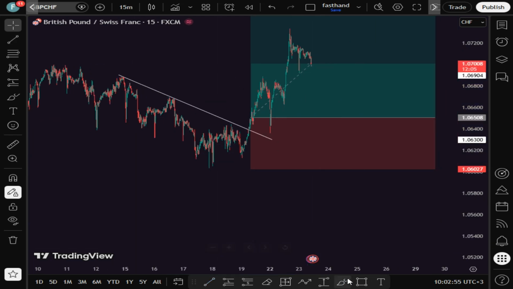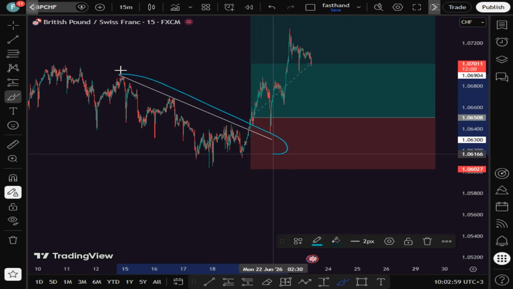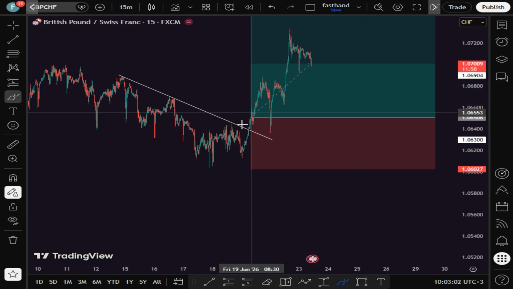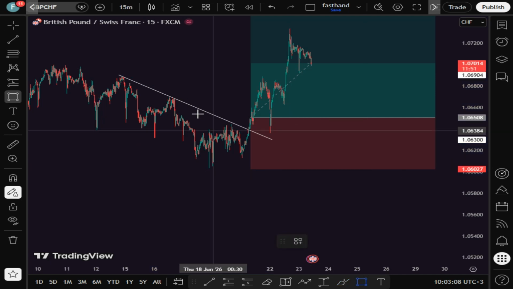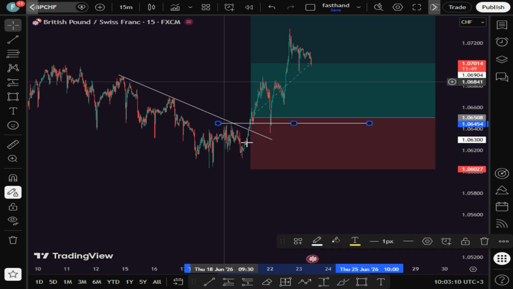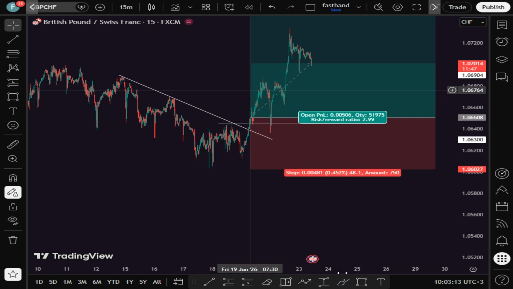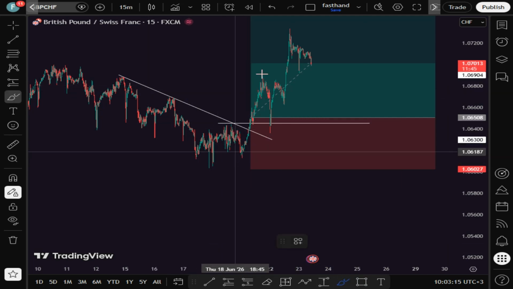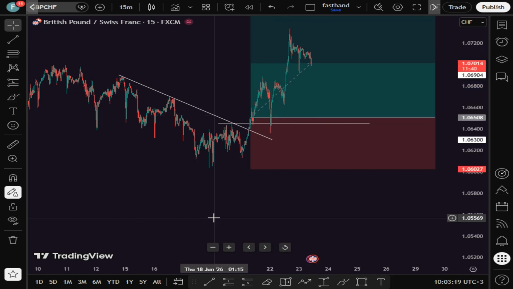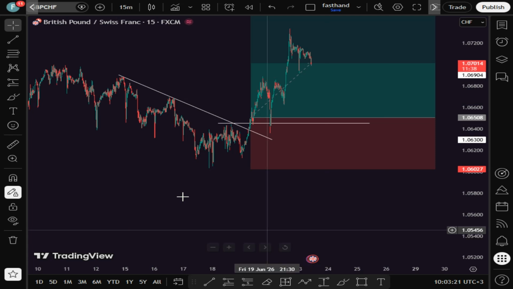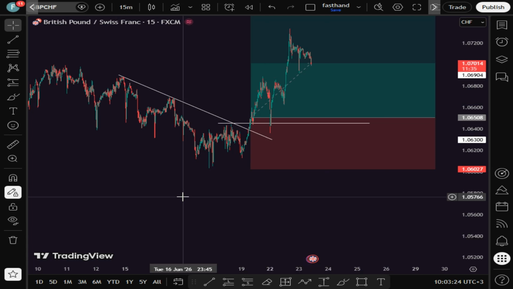If you look at my entry, I took that entry outside this channel right here. I made sure the market had finished with this downtrend, and that's when I took my entry. You see, price did finish this downtrend, broke, then came back for a retest, and that's when it started flying. Now, it's not that simple. It's not just, oh, the price has broken out of that channel, let me just take that buy or sell opportunity.